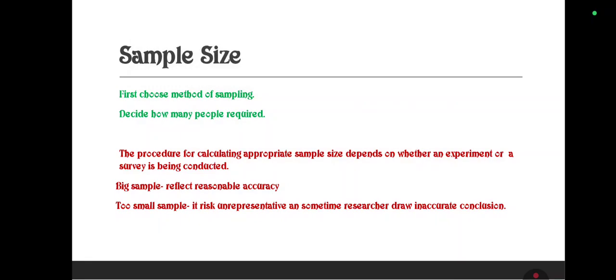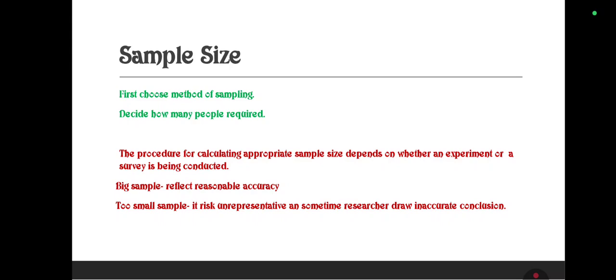Then we are going to the sample size. So first choose the method of sampling, which method of sampling you are choosing. It's a randomized control trial or stratified sampling, or you are choosing another sampling method. So decide how many people are required. Like if you are doing your research, you have to decide whether I am doing it on 1000 people, 100 people, or 500 people. So you have to decide the sample size and the people you are selecting.